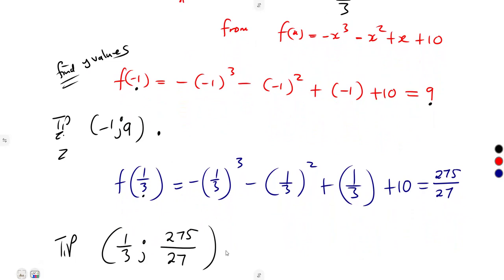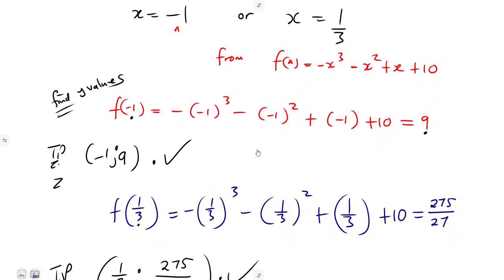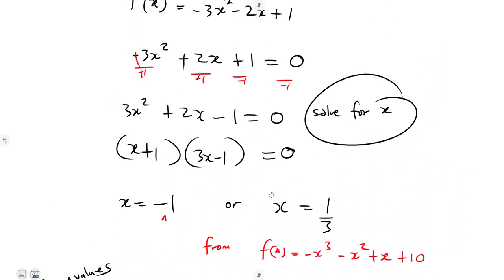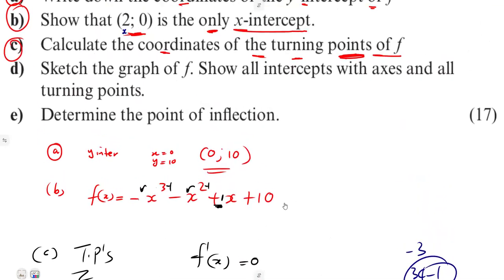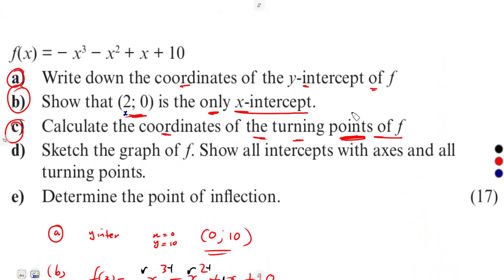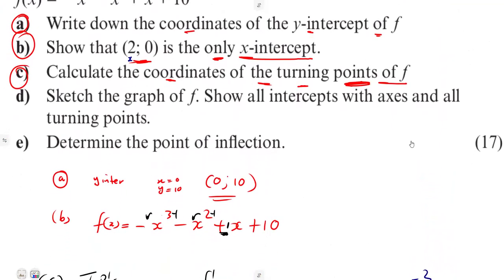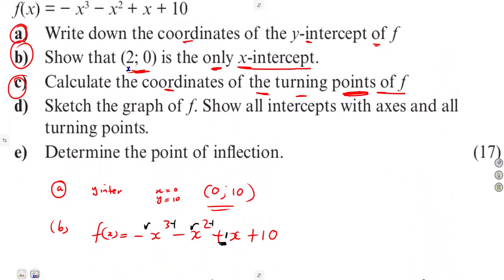So this graph that we are talking about has got two turning points. I'm going to write these turning points. Just like that, guys. For turning points, just use the first derivative. So we obtained our turning points. That was part C, our turning points.